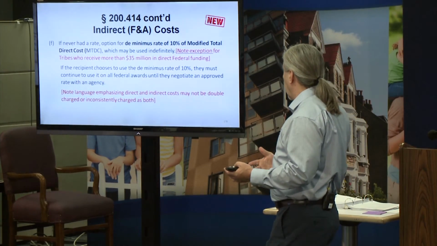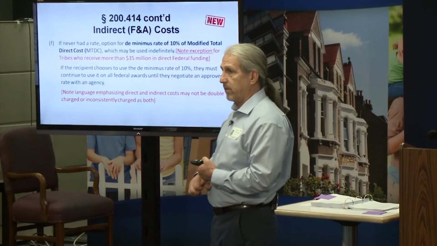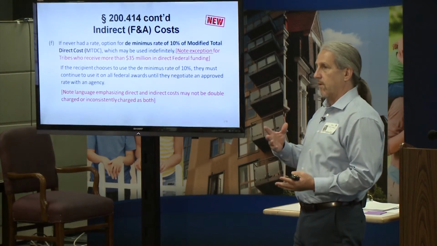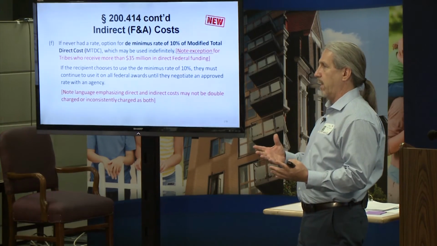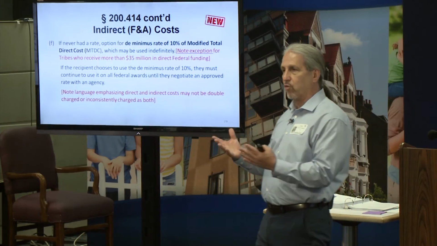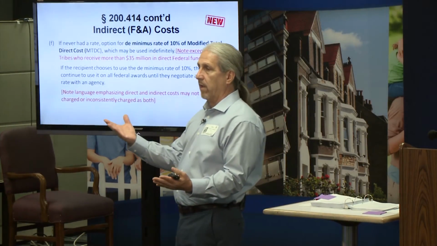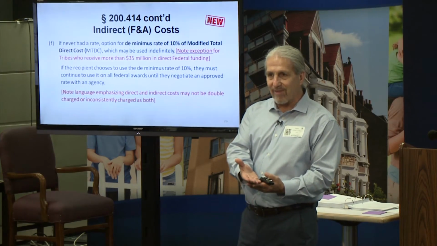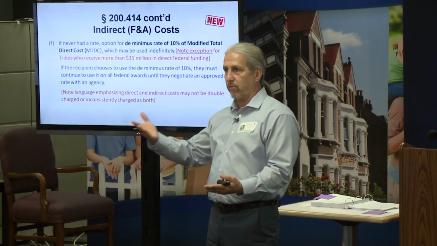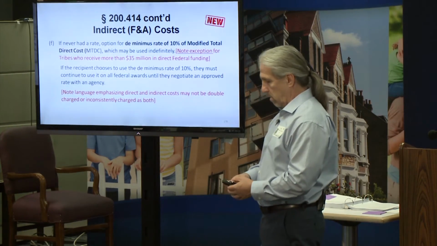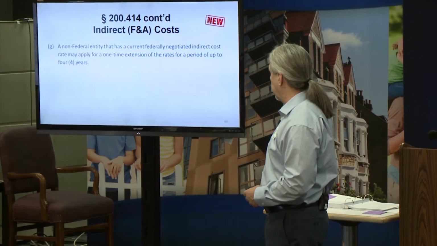Again, you'll notice in here some expanded language emphasizing the difference between direct and indirect cost, and making sure that we're not double charging. We have to treat that consistently. We can't, in one federal award, put this as a direct cost, and in another put this in as an indirect cost. We have to be consistent, so we're not double charging the grant.